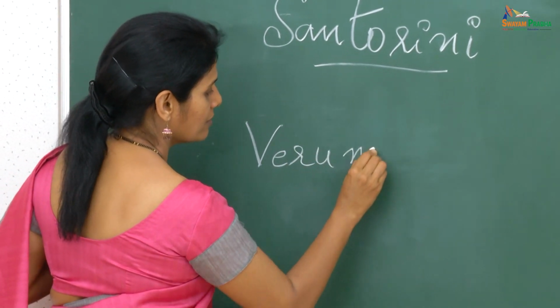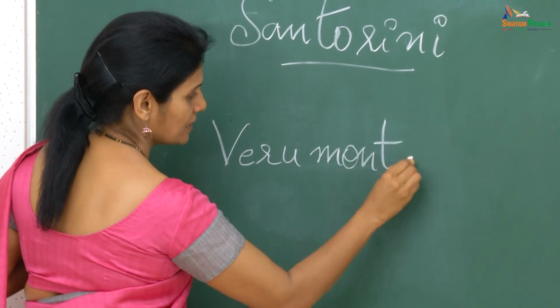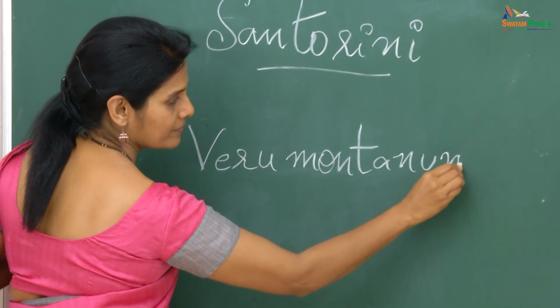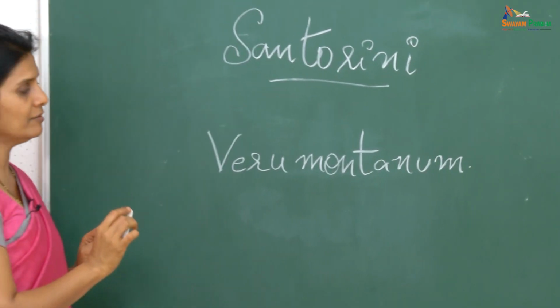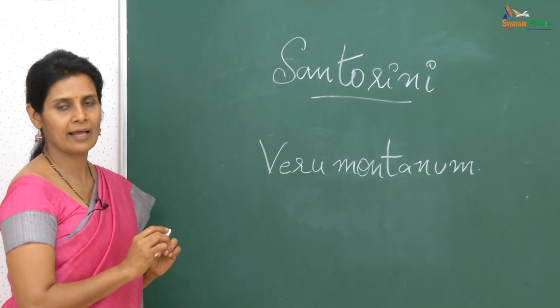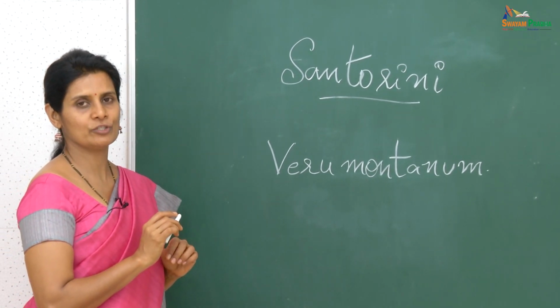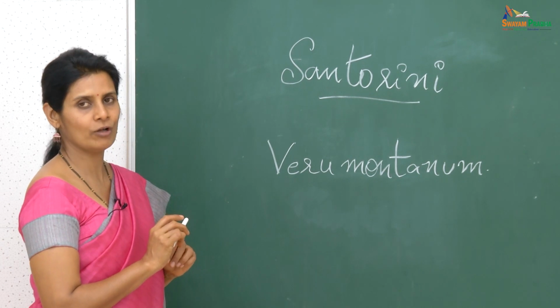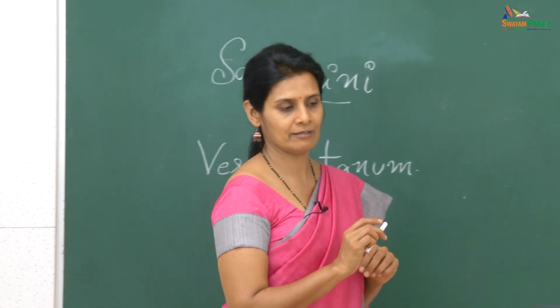Verumontanum. That is the other name for colliculus seminalis, which is a rounded projection on the posterior wall of the prostatic urethra.